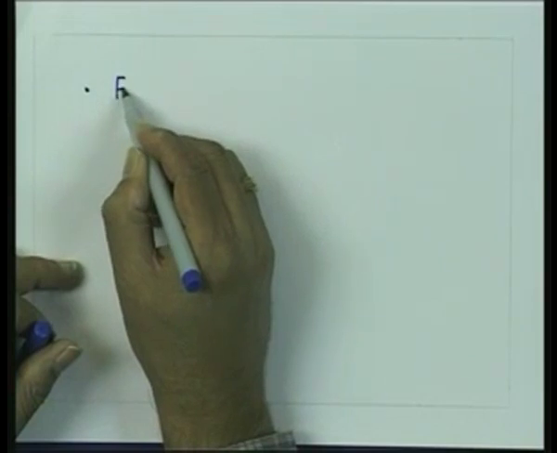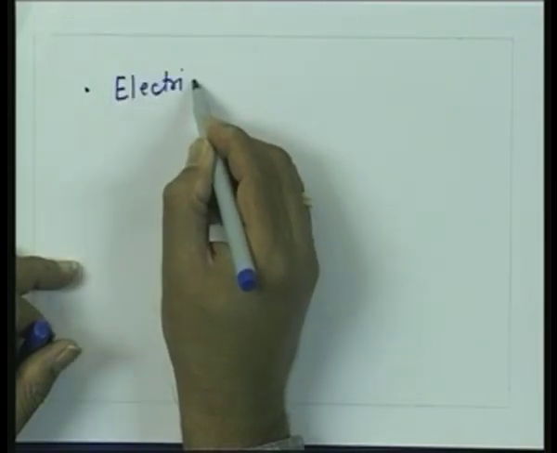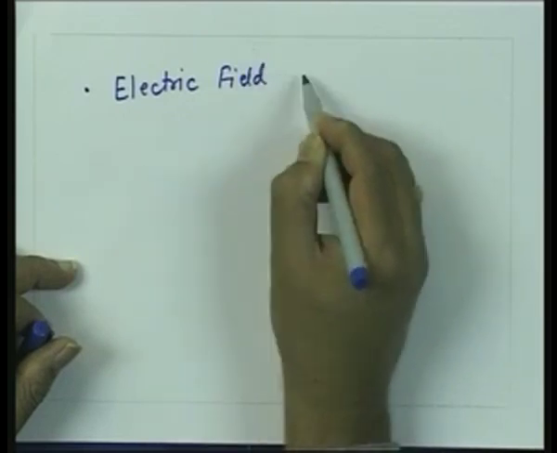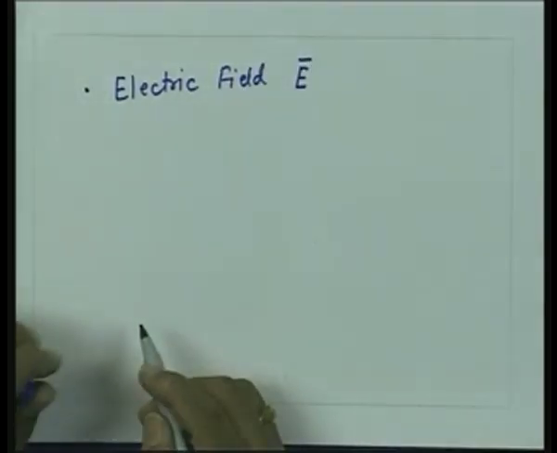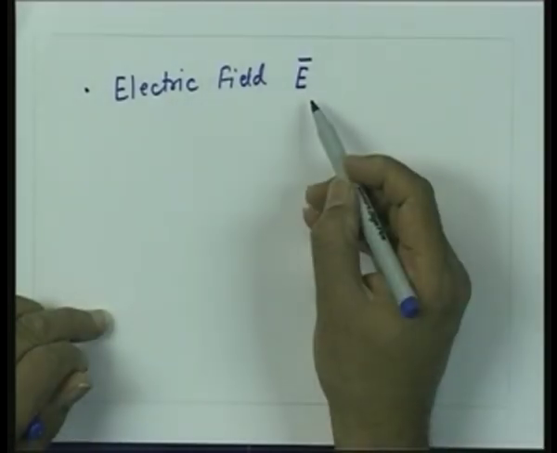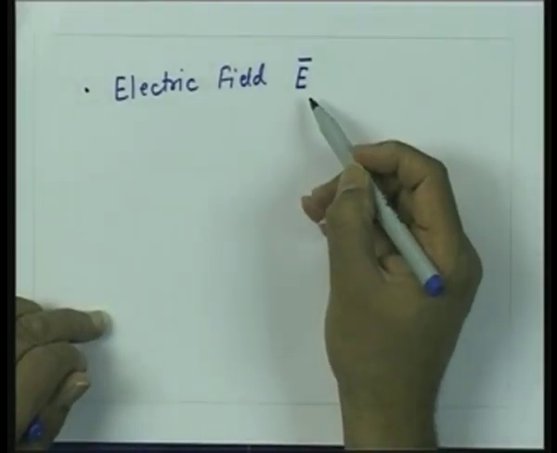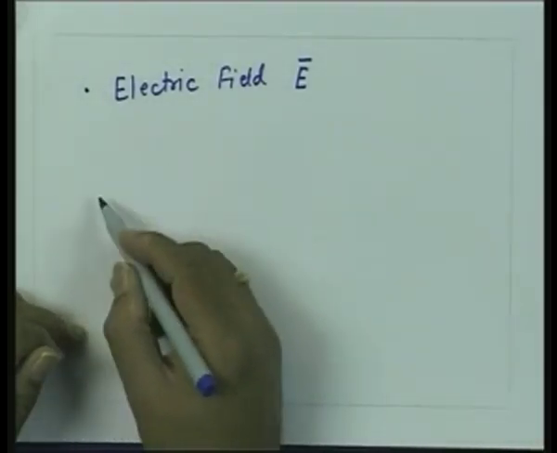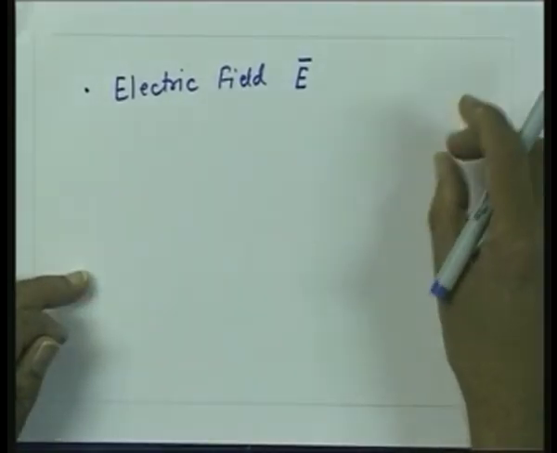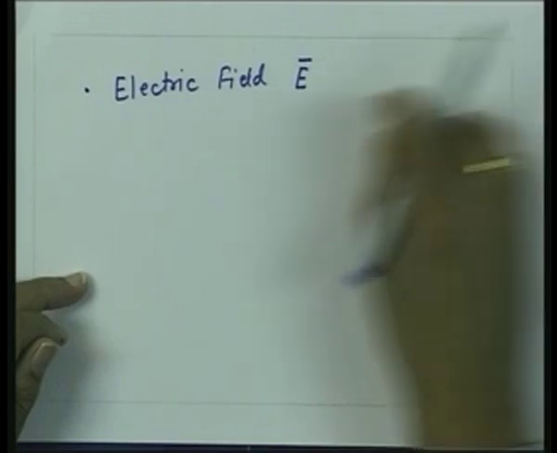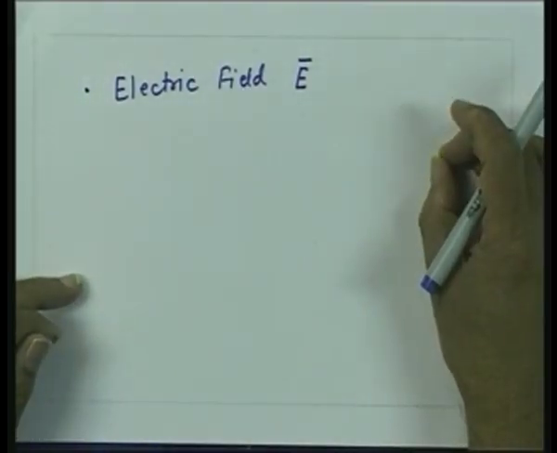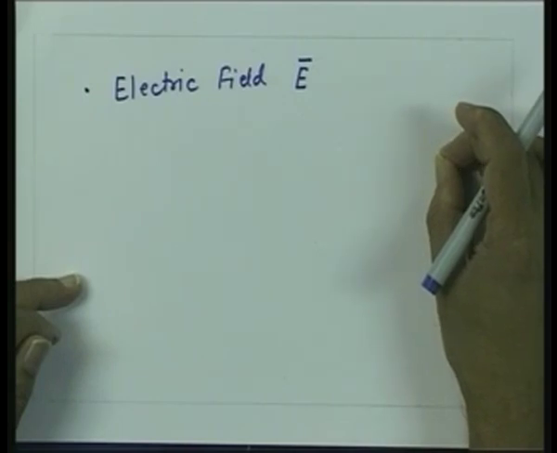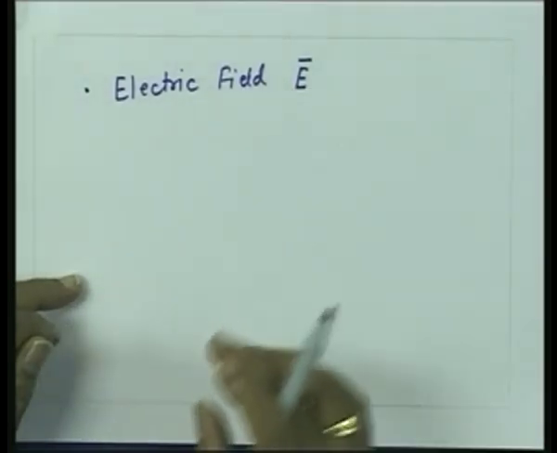So, the first quantity which we have now is the electric field, E, which is nothing but the force experienced by unit charge. So, if I have some charge here, by Coulomb's law I will experience a force at a location in the vicinity of this charge. If I measure this force per unit charge, that quantity is what is called the electric field at that location.